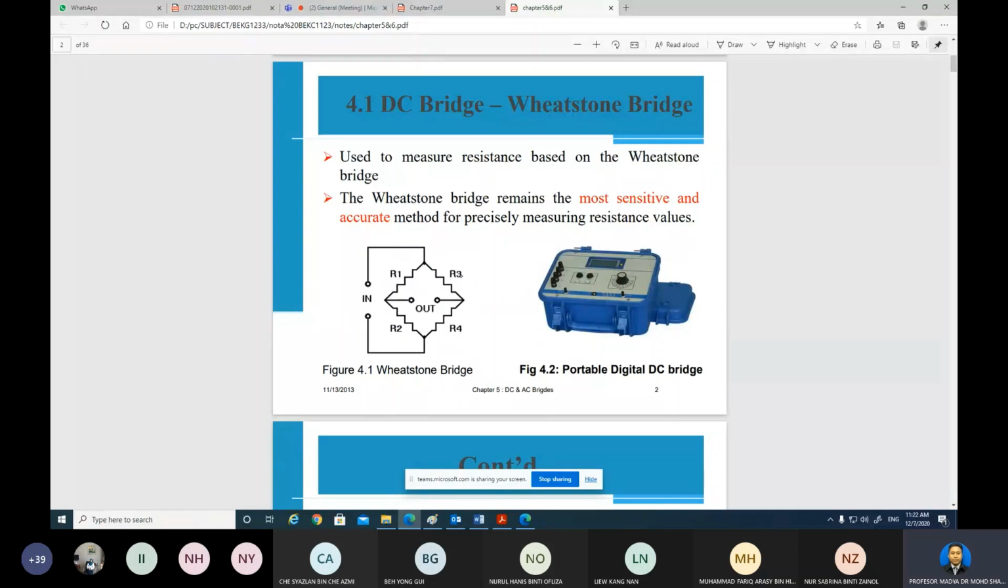This is R1, R3, R2, and R4. Some of the books refer to this one as R1, this as R2, this as R3, and this as R4. But some of the books, and also this slide in the example, use this one as the R2.